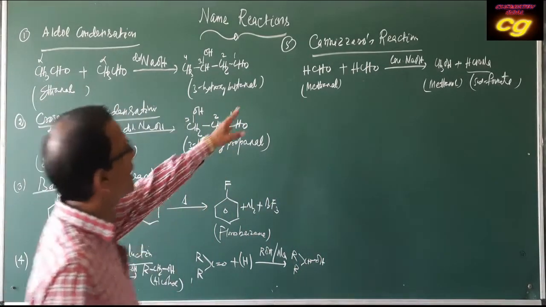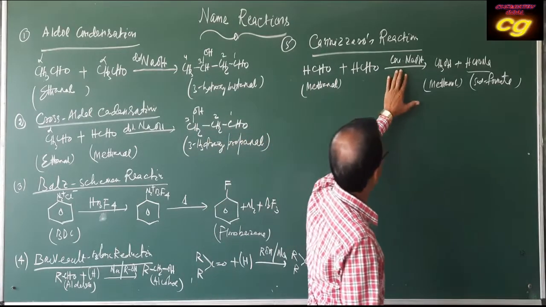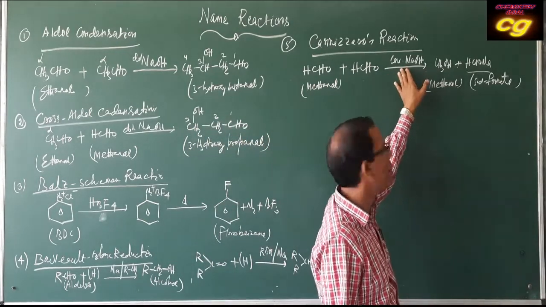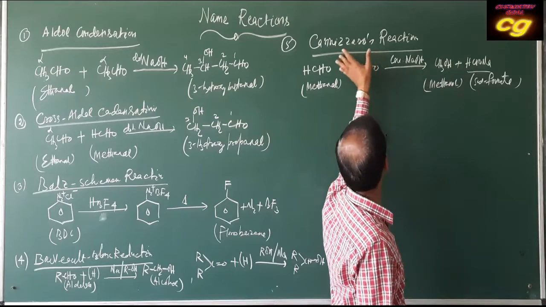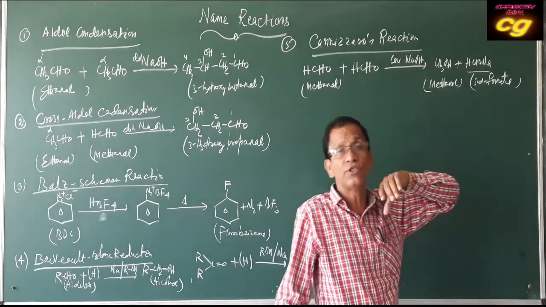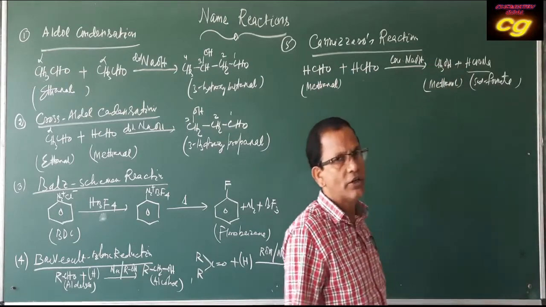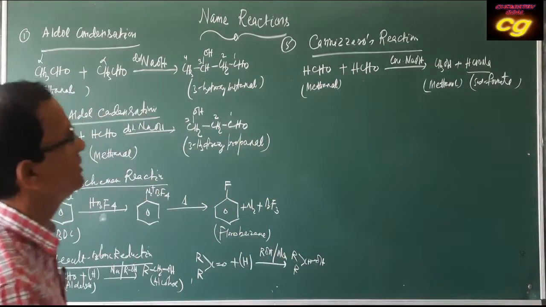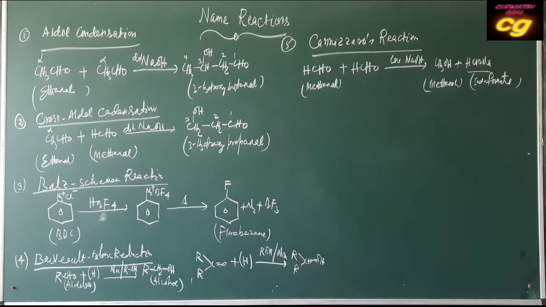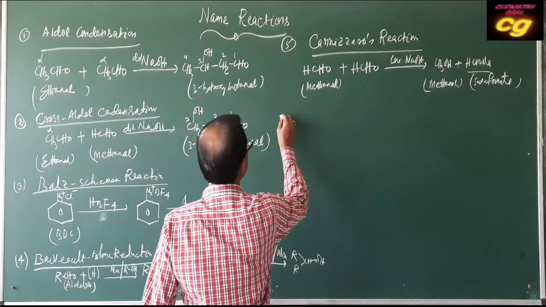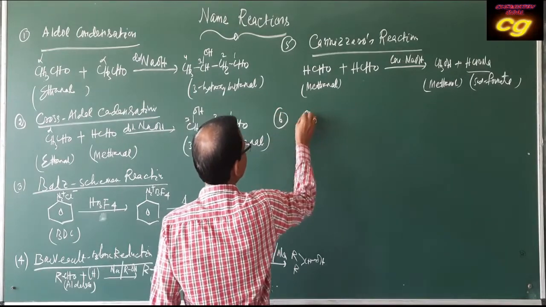Here methanal in presence of concentrated alkali gives this. And Cannizzaro reaction is also called a disproportionation reaction because one compound gets oxidized and reduced. Reduction and oxidation of the same compound. That's what it is called, Cannizzaro reaction. And here there is also the important cross Cannizzaro reaction.